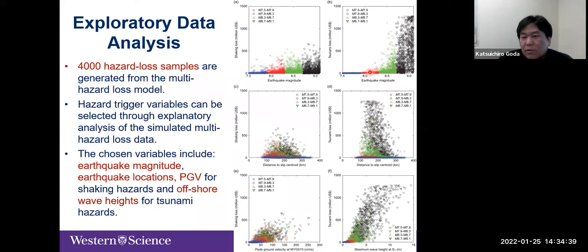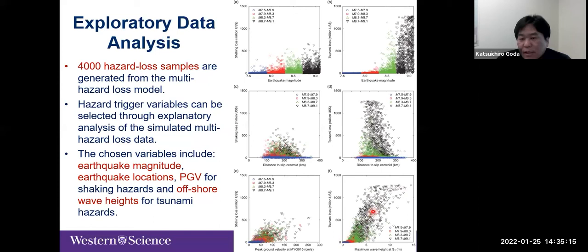So this nonlinear feature is important. And then the scatter is very large when it comes to tsunami loss. The location information is not that helpful when predicting the tsunami or shake loss. For the shake loss, the ground motion parameter, such as peak ground velocity, is useful, but we still see the scatter. But compared to magnitude, this is a better correlation. And then for tsunami, compared to magnitude, we see some sort of trend.